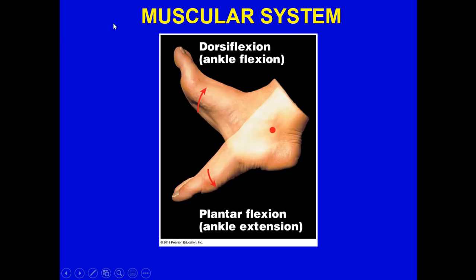Why do we put so much attention into the ankle flexion and extension? Because this plays a role in one of the reflexes we monitor, and it's also a unique movement. Dorsiflexion, plantar flexion. Plantar flexion is the same thing as saying ankle extension. Dorsiflexion is ankle flexion, and you're curling upward.